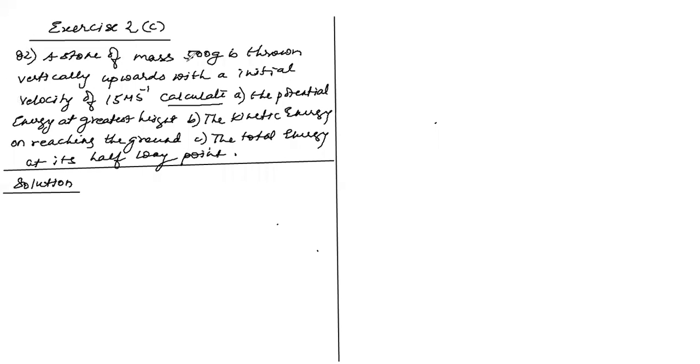Question number 2. A stone of mass 500 grams is thrown vertically upwards with an initial velocity of 15 meters per second. The mass of the stone is 500 grams. This is the initial velocity, 15 meters per second, at the moment the stone is leaving your hand. Now as it goes up, the velocity keeps on reducing, and when this velocity becomes zero, the stone has reached maximum height. They want to calculate the potential energy at the greatest height.